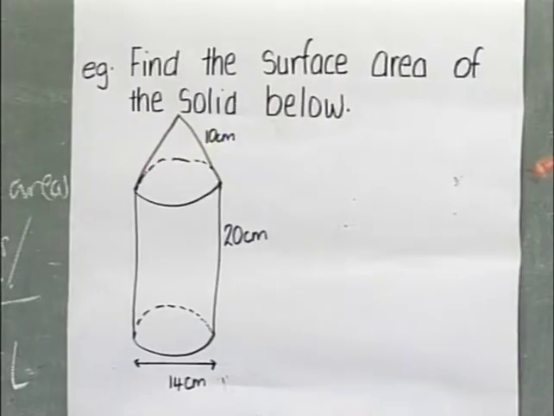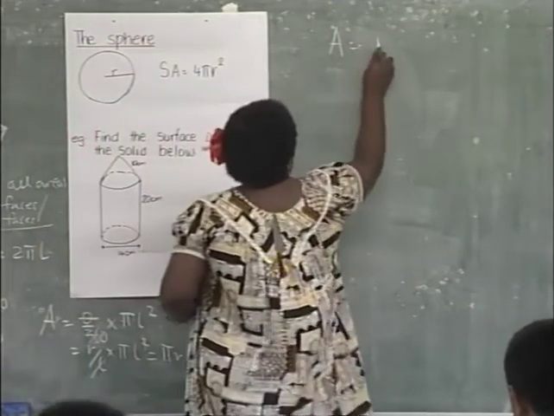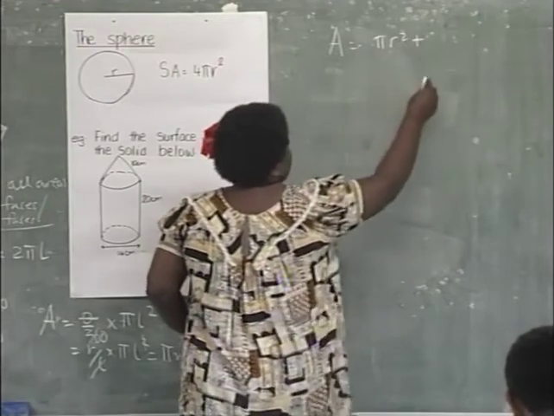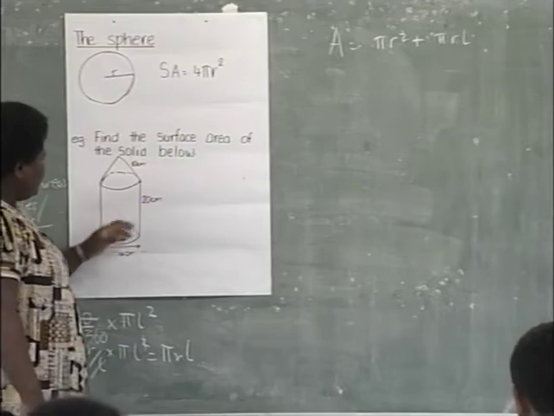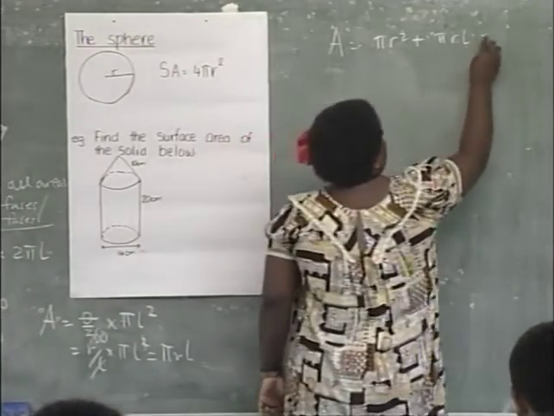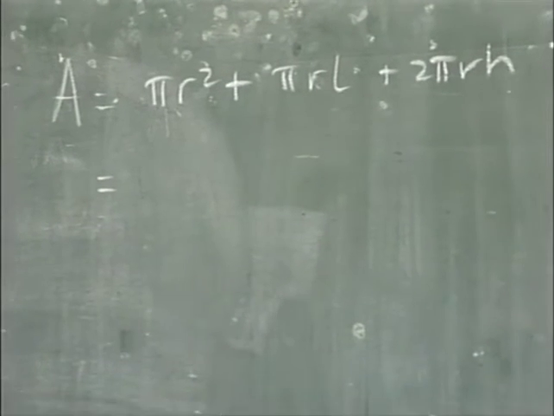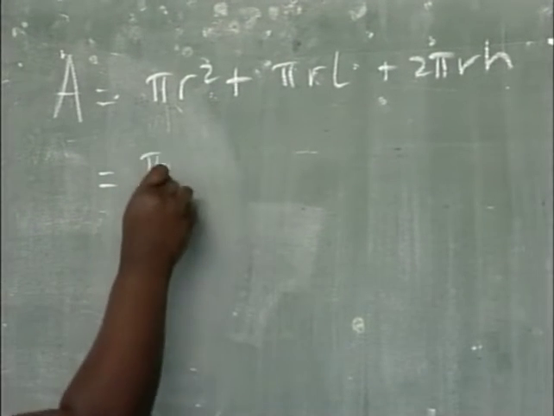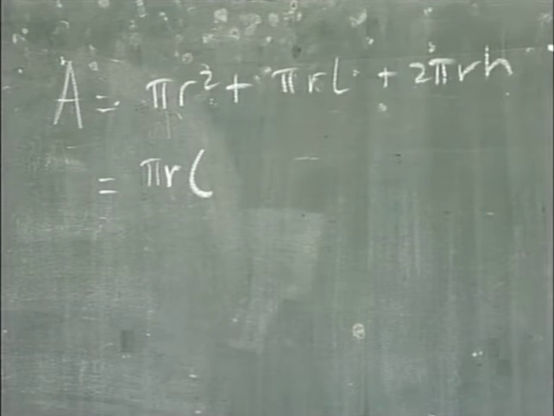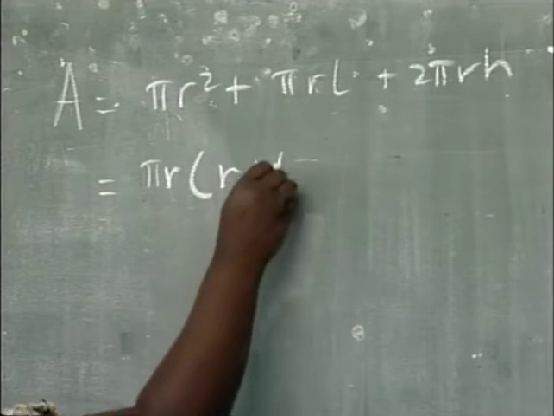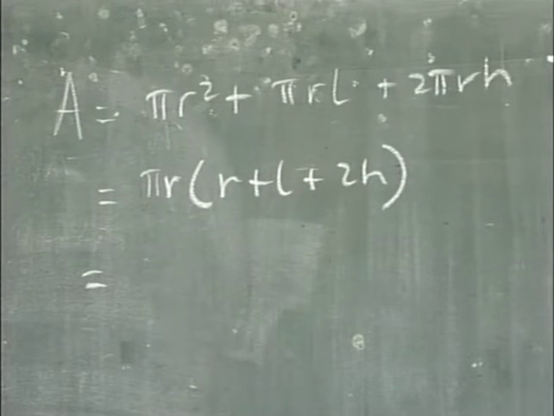Okay, so the total surface area is going to be pi r squared plus pi r L, which is the top part, and then plus 2 pi r h. I'm just going to factorize this to make it easy. I can see that I've got a common factor of pi r, that's pi r times (r plus L plus 2h), just so that it's easy to substitute.